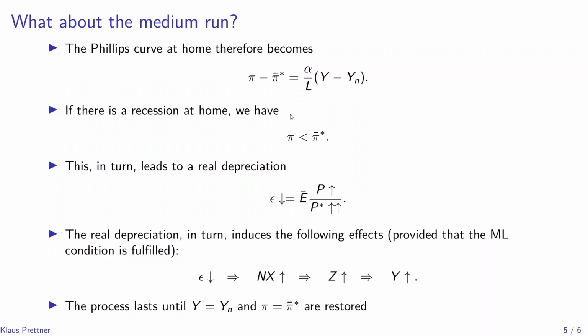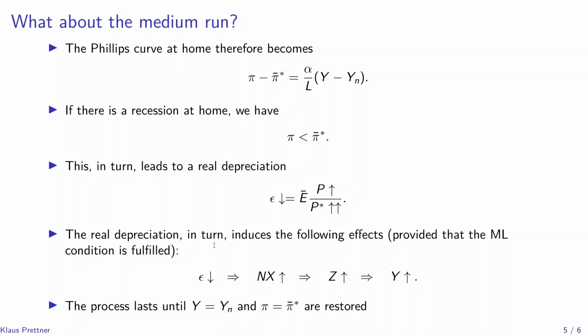So we plug in the target inflation rate abroad here as the anchored inflation rate at home and get the modified Phillips curve here. And now consider that there is a recession at home. In this case, we would have that the home inflation rate, denoted by π, is smaller than the foreign inflation rate and also the foreign anchored inflation rate π bar star. Now this in turn would lead to a real depreciation because the home price level increases more slowly than the foreign price level. So the home currency would depreciate in real terms.